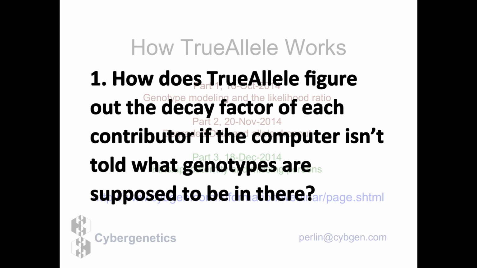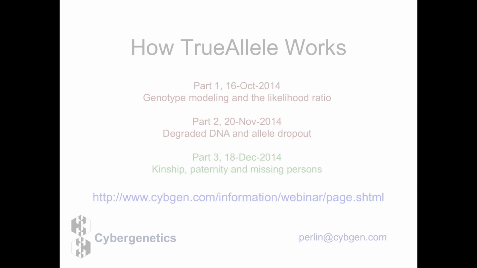It's trying out thousands or tens of thousands of different genotype possibilities and combinations, and considering them together with the decay factors of each of the contributors and many other variables in order to determine and sample from the posterior probability distribution of all the variables, and then pull out the decay factor as one of those variables.